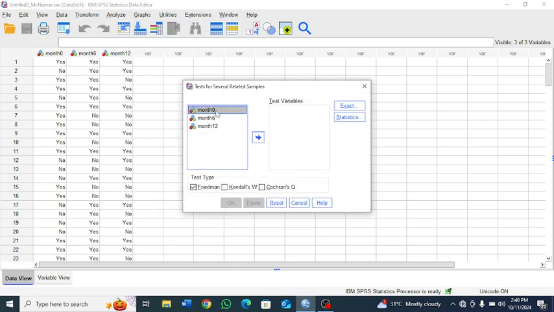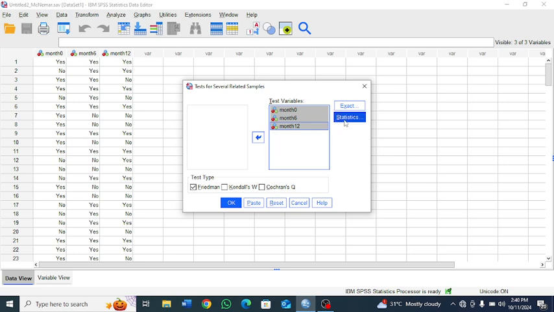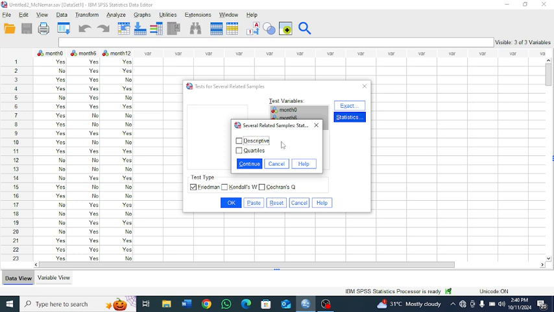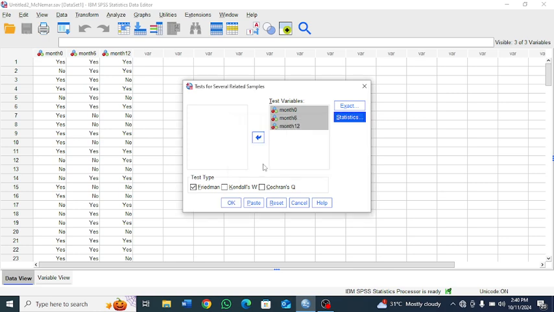So you can see our variables here. There are 3. So you have to move all. You can send them one by one, or you can select all and then move them to the test variables. Under statistics, if you want descriptives or quartiles, but this is usually for quantitative data, continuous data. So for now, for categorical, this will not be meaningful. So we will not select any.